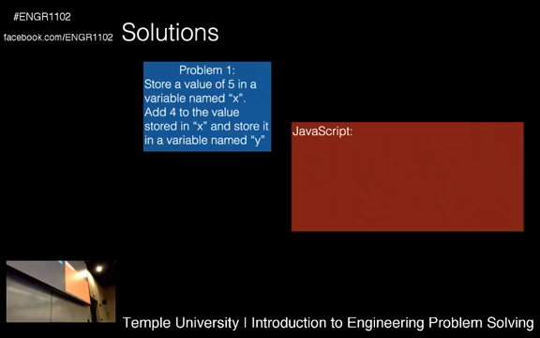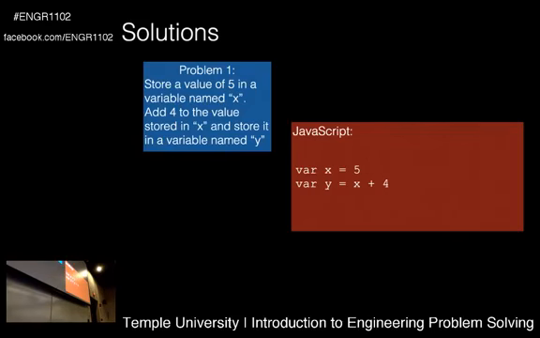All right, so who's got a solution for me on problem number 1? We're going to store a value of 5 in a variable named x. We're going to add 4 to the value stored in x and store that in a variable named y. Help me out. You just got voluntold. What you got? Variable x equals 5. Variable y equals x plus 5. Var x equals 5. Var y equals x plus, sorry, misspoke, x plus 4.